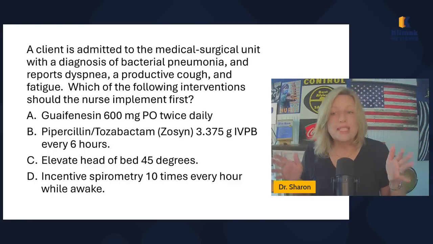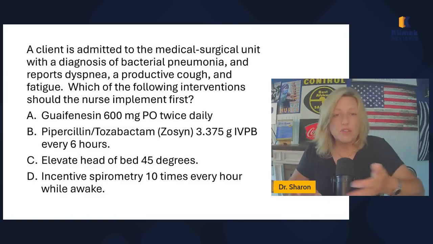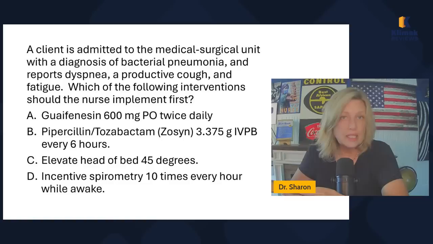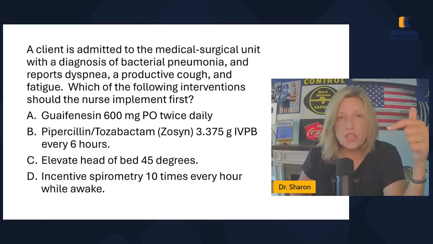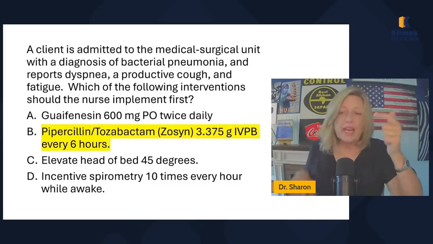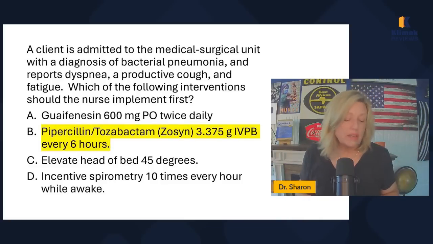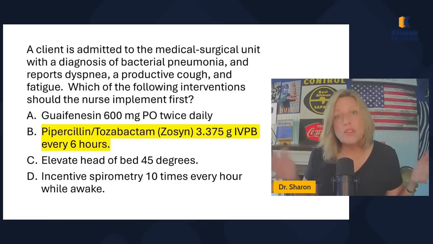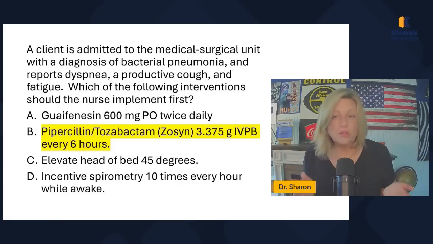So I have to address the bacterial pneumonia, the objective finding, first. The guaifenesin is an expectorant. Well, they have a productive cough. I don't know that that's that important. The antibiotic is for the pneumonia in and of itself. Elevating the head of the bed, maybe that's for the dyspnea. Incentive spirometry, again, that's for the cough. The only one that's for the objective finding is the antibiotic. And you might say, well, I was taught to always give the antibiotic first. That's another thing to remember.